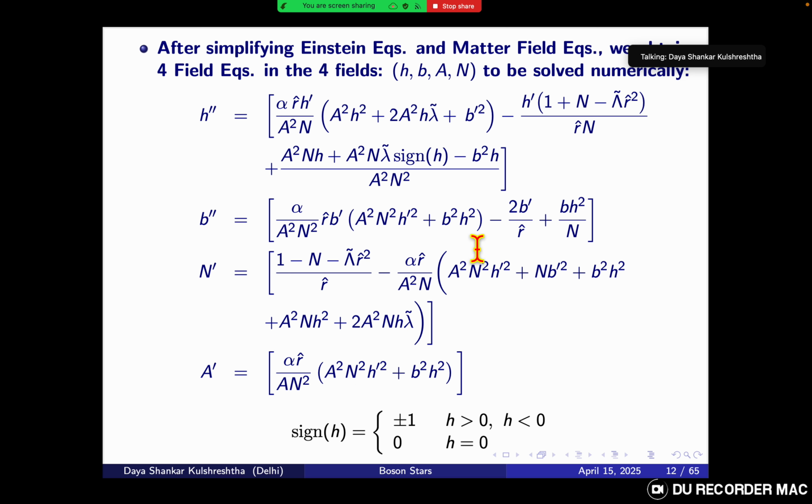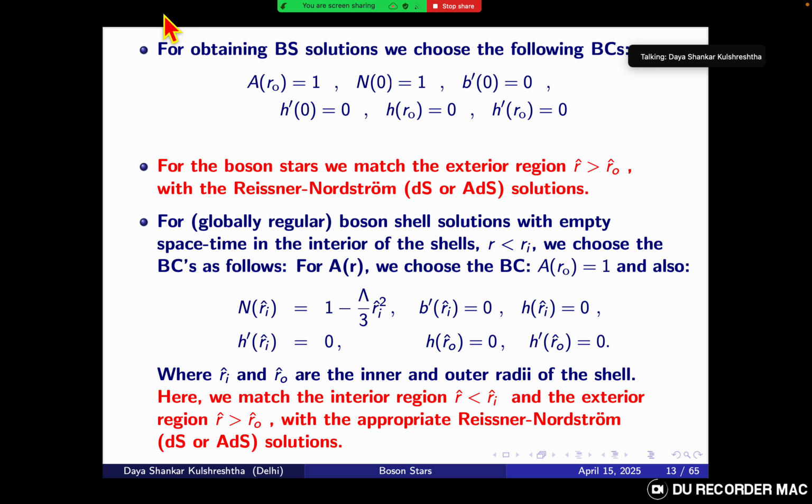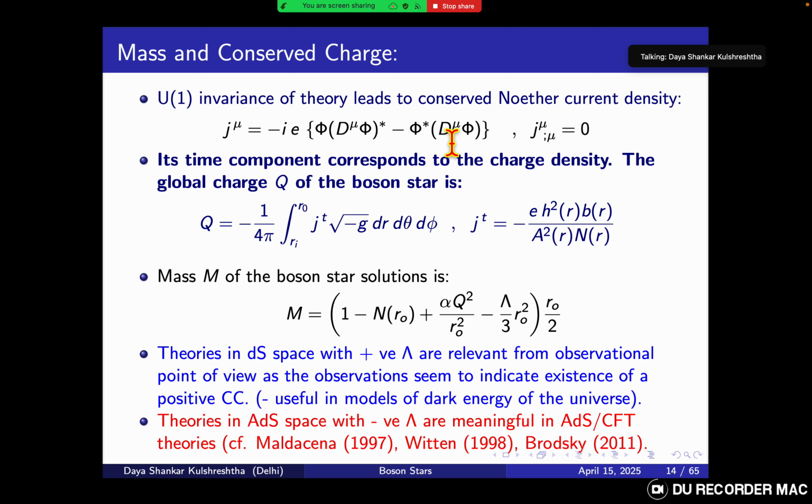This is the scalar matter field, the U(1) gauge field, and the metric function. So these are obtained from the Einstein equations. Then you choose the appropriate set of boundary conditions for the boson stars and for the boson shells. So here, of course, for the boson stars, we match the exterior region outside the boson star with RN-dS or AdS solutions, and in the boson shells we match the interior region, r less than R_i, and the exterior region, r greater than R_0, with the appropriate RN-dS or AdS solutions. So the U(1) invariance of the theory would lead to the conserved Noether current and the corresponding charge density and the global charge Q. And the mass parameter M of the theory is given like that.